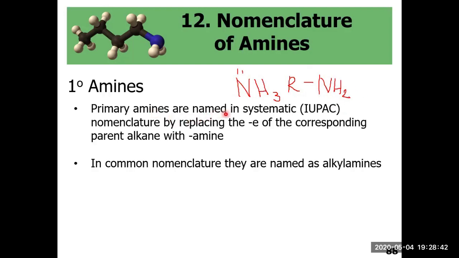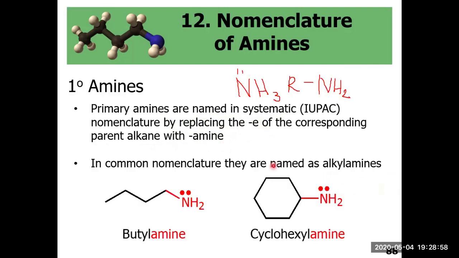For primary amines, they are named in the systematic IUPAC nomenclature by replacing the E of their corresponding parent alkane with the word amine. In common nomenclature, they are named as alkyl amines. For example, if we have this molecule, the first thing we have to do is find the parent, and the parent must contain the most number of carbon atoms. The parent has 4 carbon atoms in this case. Numbering is at the end nearest the amine, or the carbon that bears the amino group. So in this case, the numbering starts on this carbon. So we could name this one as butylamine.